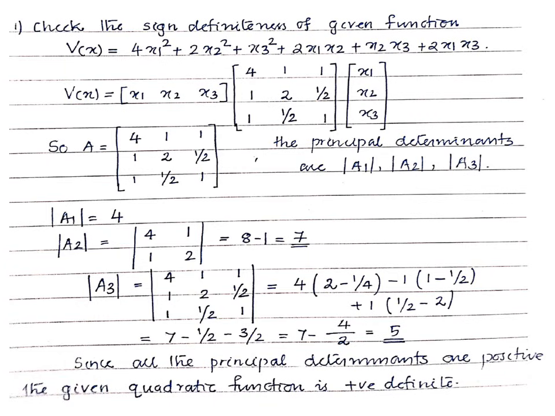That is A1, A2 and A3, and we have to find their determinants. If all these determinants are positive, then we can say that the given quadratic function is a positive definite function.